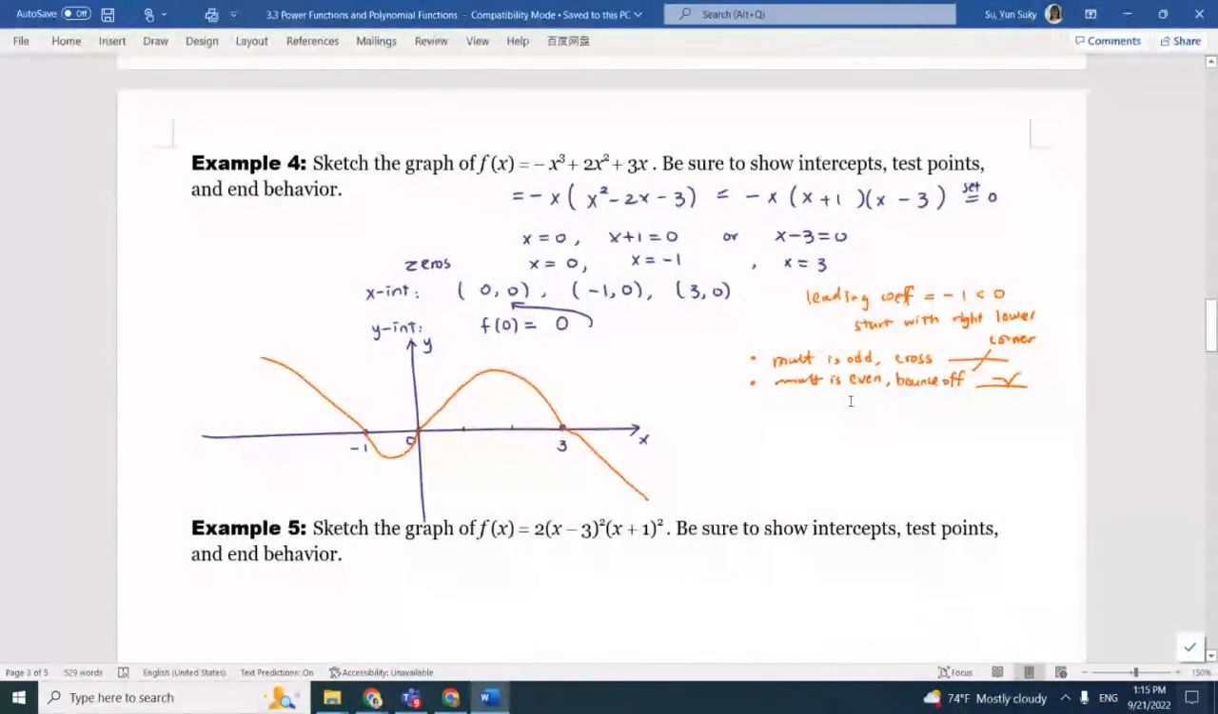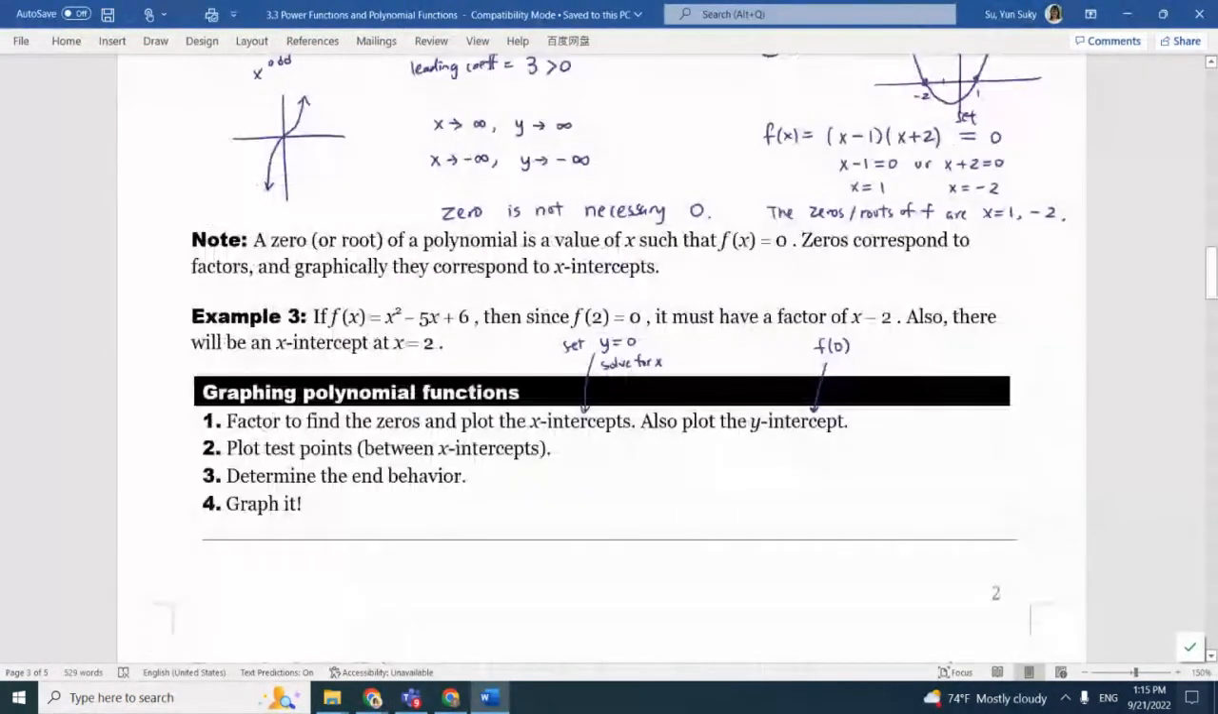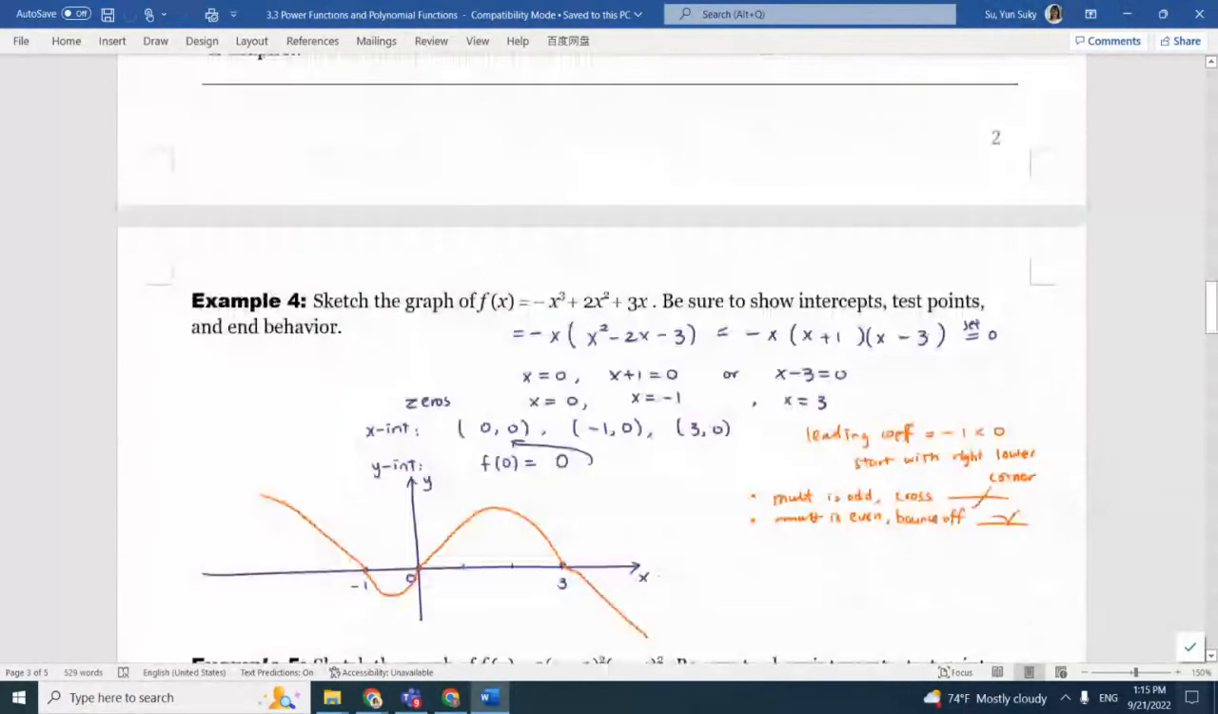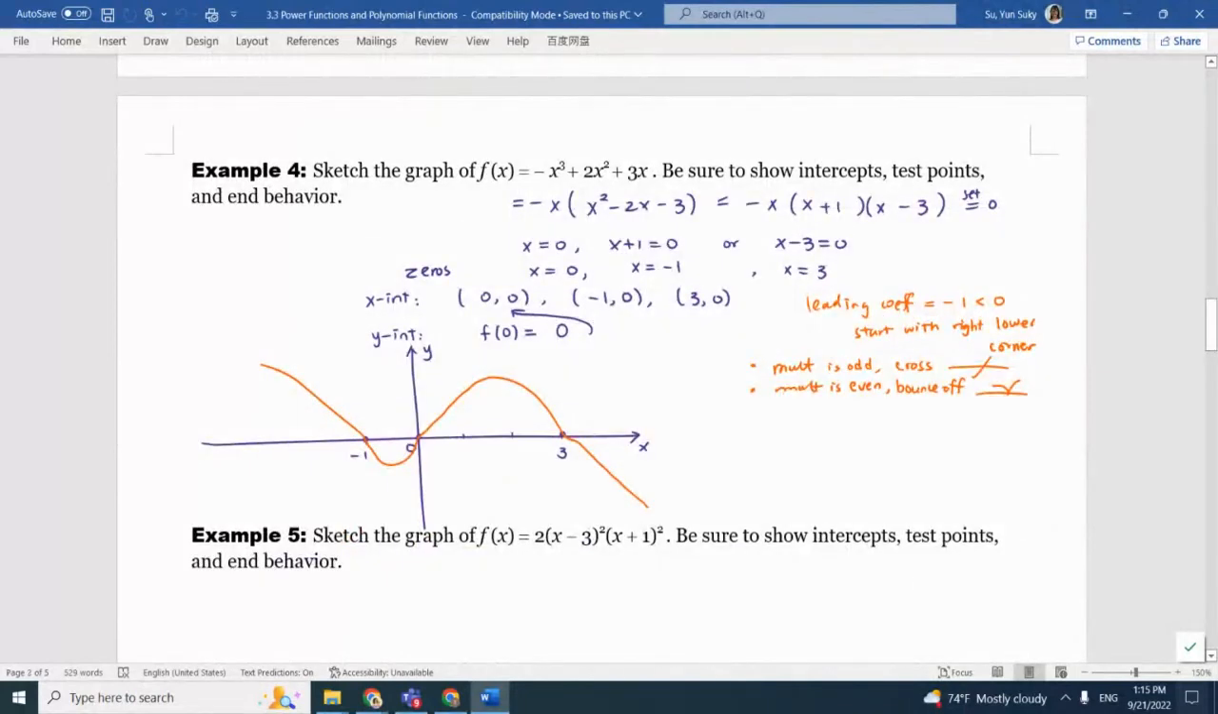Okay, let's continue. Last time we talked about how to graph polynomial functions, right? The first step is we factor it. If you see a common factor, in this case it's x, and we want the leading coefficient to be positive, so we factor out -1. Then this is now positive. Because this is a quadratic function, we can factor it. By the way, if you don't know how to factor it, you can use the quadratic formula.